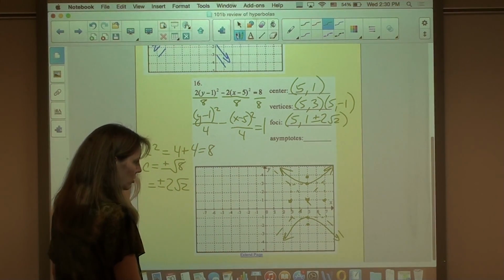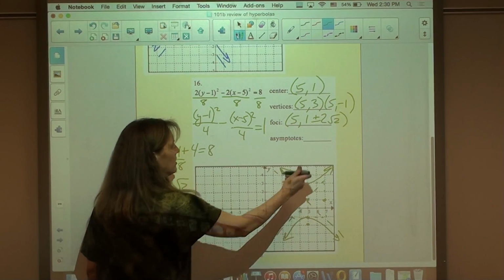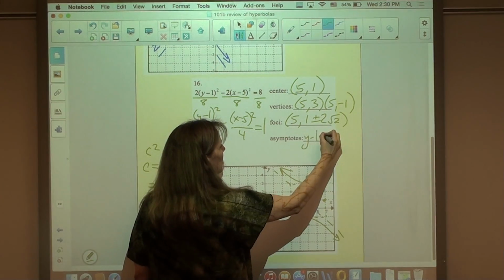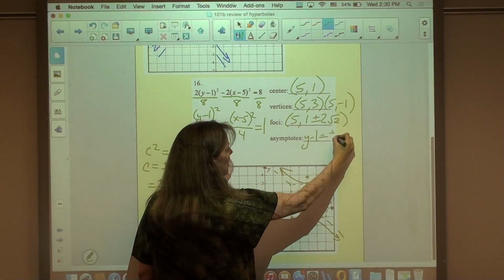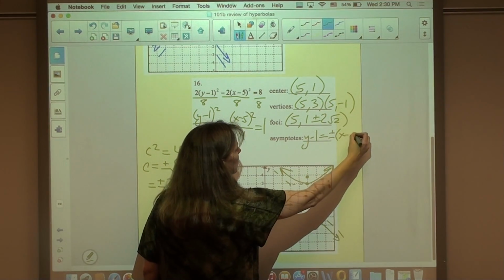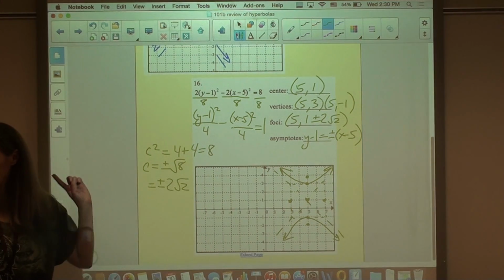All right, asymptotes. So our center is 5, 1. So we have y minus 1 equals, they all will have slope plus or minus 1. So plus or minus 1 times x minus 5. Any questions on any of this?